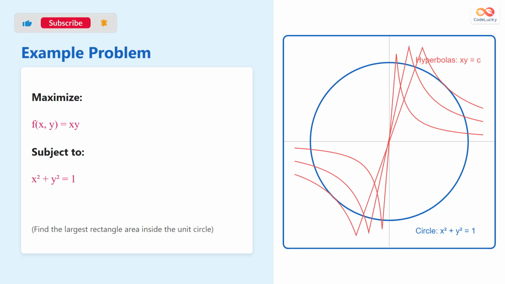Let's try a classic example. We want to maximize the function f equals x times y, subject to the constraint that x squared plus y squared equals 1. Visually, we are looking for the hyperbola xy equals c that just touches the unit circle. This is equivalent to finding the rectangle with the largest area that fits inside a circle.